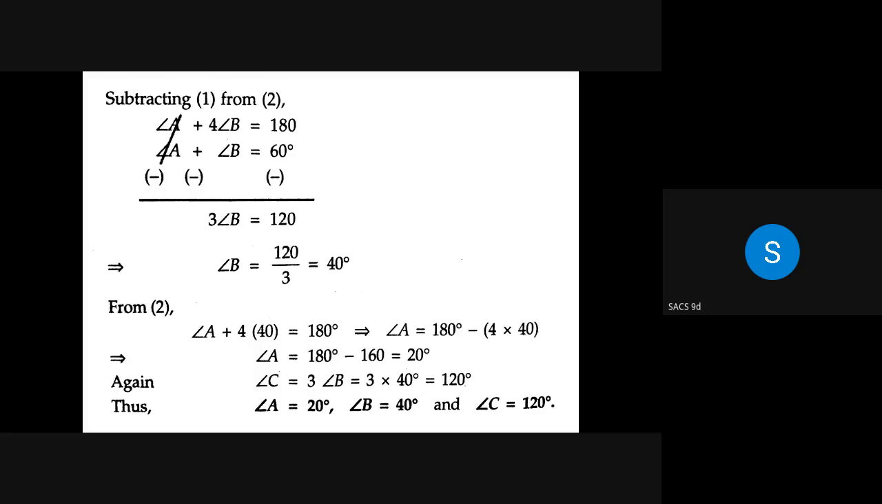So I have used the elimination method here, subtracting the equations. I eliminated angle A and got angle B as 40 degrees, and substituting in any one of the equations I can find angle A. So angle A will be 20. Now angle C's relation is already given with angle B, 3 times angle B. So angle C is 120. And to check, you can add these and see whether it is coming 180 or not.